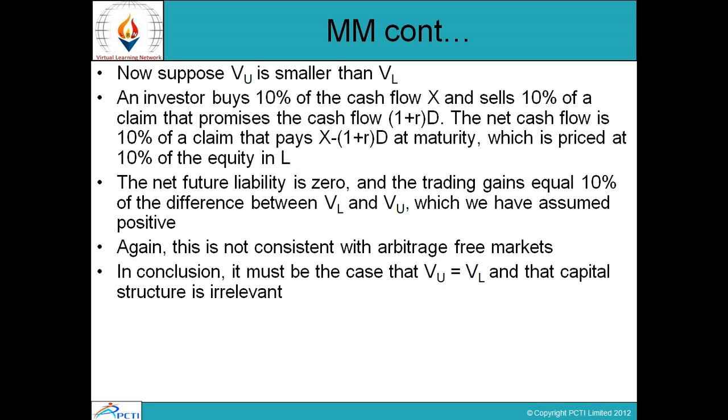Now suppose VU is smaller than VL. An investor buys 10% of the cash flow X and sells 10% of a claim that promises the cash flow (1 plus R) into D. The net cash flow is 10% of a claim that pays X minus (1 plus R) multiplied by D at maturity, which is priced at 10% of the equity in L. The net future liability is 0 and the trading gains equal 10% of the difference between VL and VU, which we have assumed positive. Again, this is not consistent with arbitrage free markets. In conclusion, it must be the case that VU equals VL and that capital structure is irrelevant.